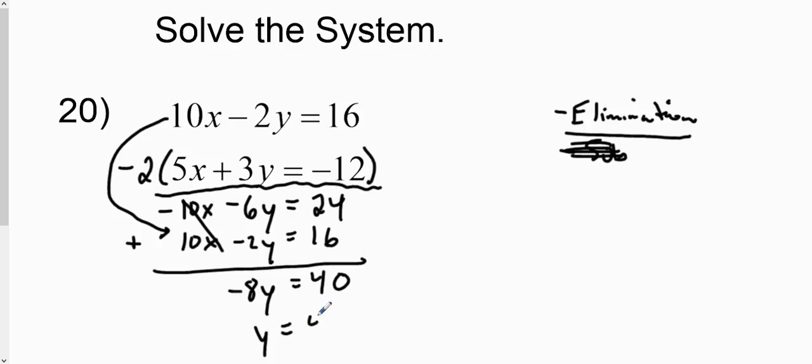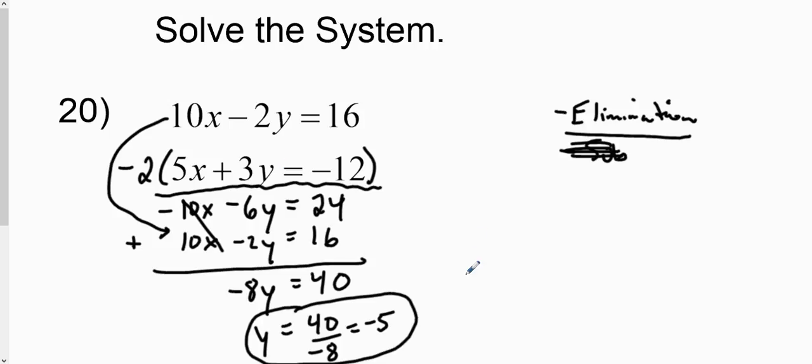And so now we get y. I'm going to divide both sides by negative 8, and what we have here is going to be negative 5. So we just found out y equals negative 5. Once you find one of the values, you take that y value and plug it into one of these two different expressions. So I'm going to plug it into this one.